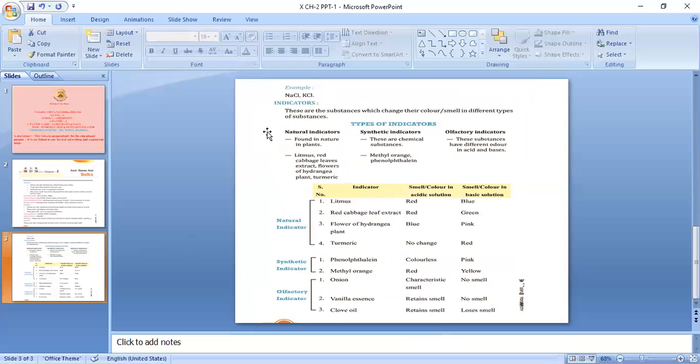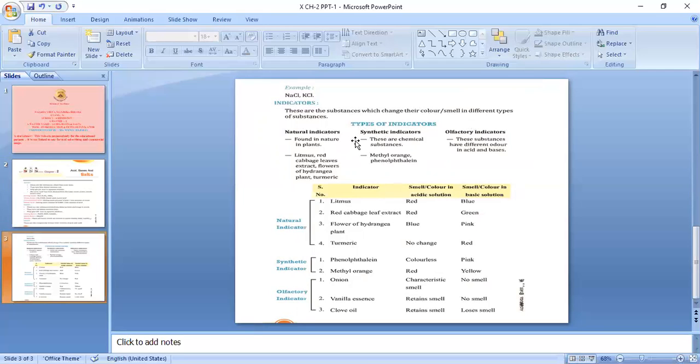Now let's talk of indicators, the types of indicators and their colors in different mediums. So first, let's come to the definition of indicators. These are the substances which change their color or smell in different types of mediums or different types of substances. Depending upon the change in their color or smell, we can have three types of indicators. First type is natural indicator, second synthetic indicator, third is olfactory indicator.